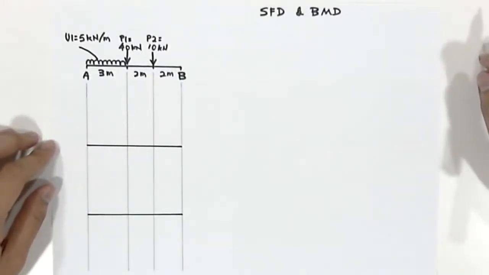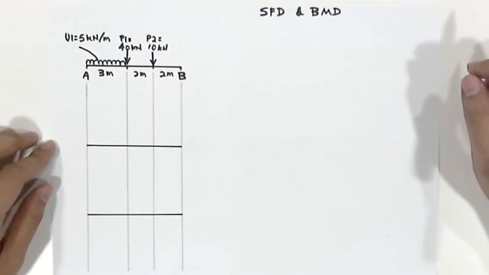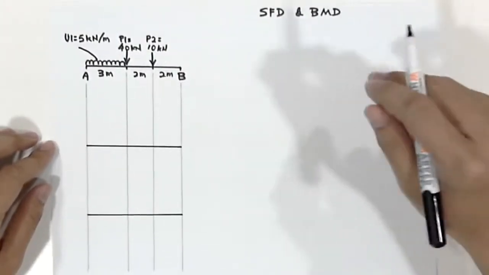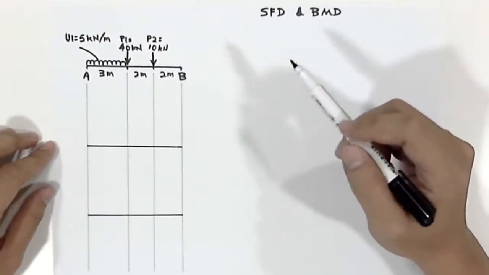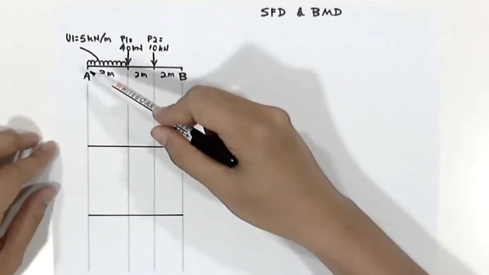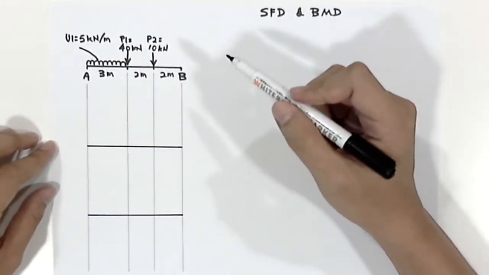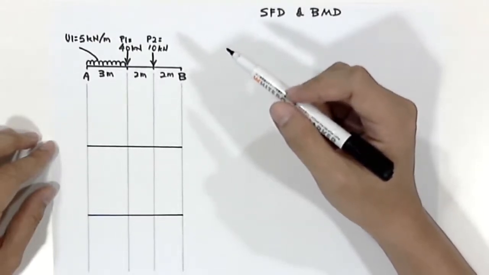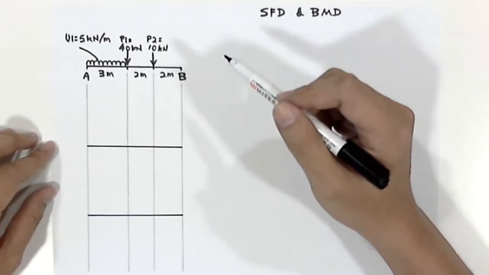Good day, class. Today I'm going to show you how to draw a shear force diagram and bending moment diagram for a beam. So we have a simply supported beam, point A and point B, with the span of 7 meter. And on this beam, it has 3 loads.